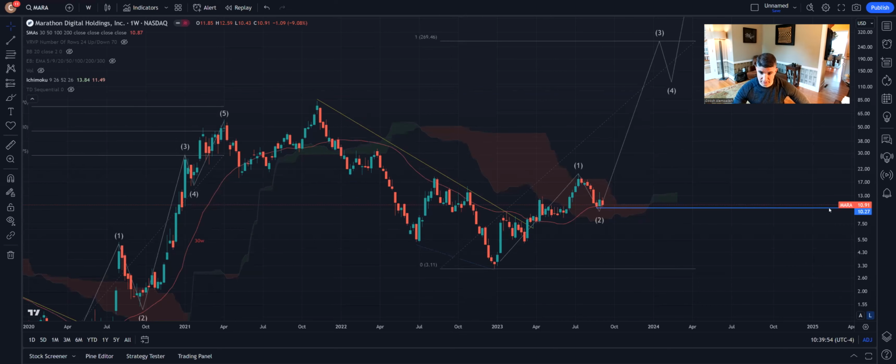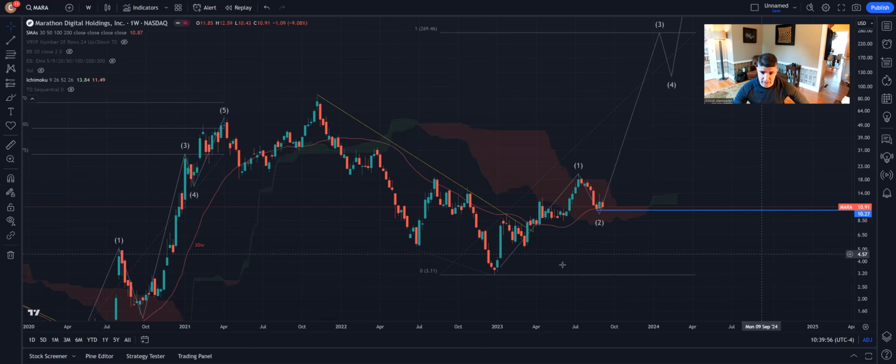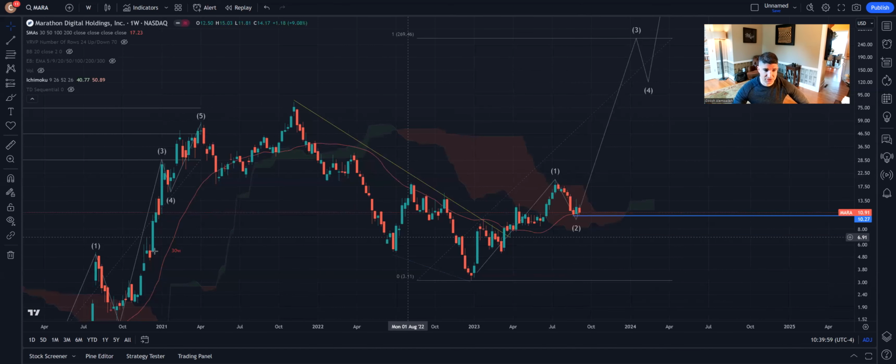What are the technicals showing me? Well, it's above its 30-week, much like MicroStrategy is. This is a 30-week moving average. We've got a nice throwback to the 30-week. We close our weekly above that 30-week. And so again, this to me structurally is in an uptrend, and I most certainly could be wrong, but until proven otherwise, the miners here are looking really good.